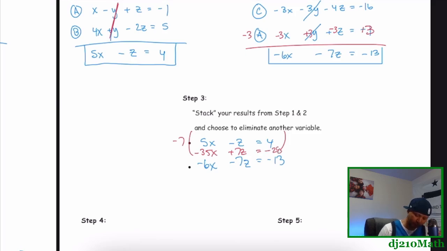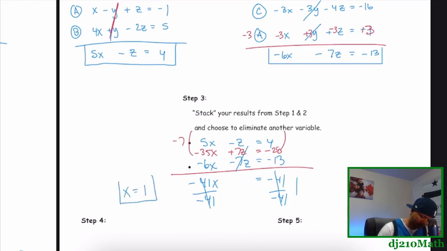7 times 4 is 28. When we add, so -6 plus -35 is -41. The z's are going to cancel. So this is going to be 38, 39, 40, 41. So -41. Oh, this is nice. How lucky are we. We divide everything by negative 41. This is going to be x equals 1. So x equals 1 is a piece.